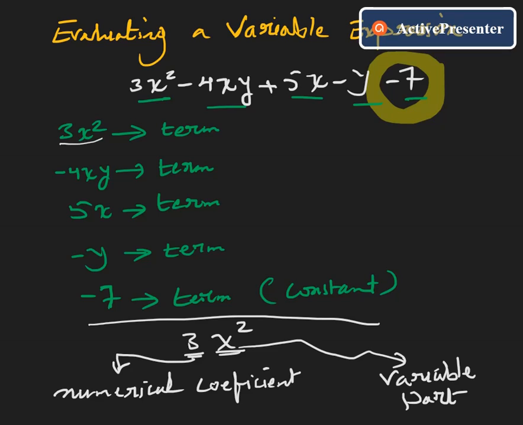Similarly, in minus 4xy, the leading coefficient or the numerical coefficient is minus 4 and the variable part is xy. Here the leading coefficient is 5 and the variable part is x. And here the leading coefficient is minus 1. We are going to talk about what we mean by minus 1 and why we didn't write it. If minus 1 is the numerical coefficient, y is the variable part. Minus 7 is the constant.